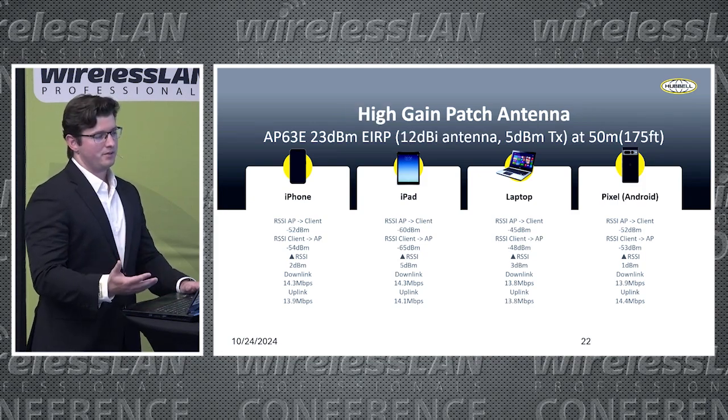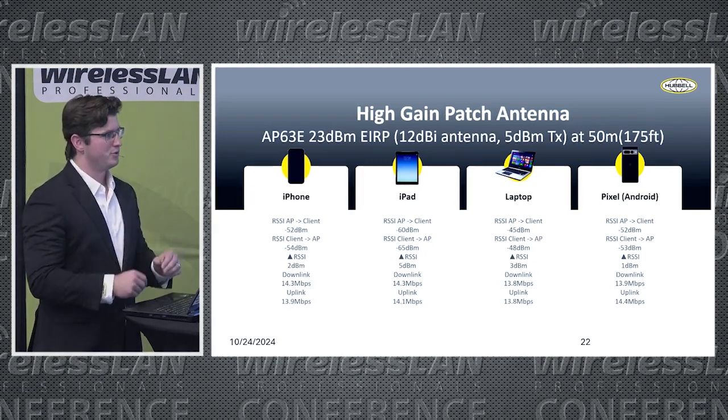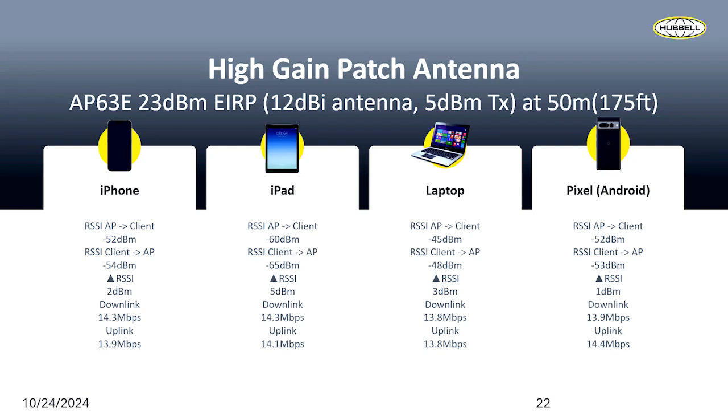And finally, we used a very high gain patch. So this is a 12 dBi, 20 by 20 roughly patch you would use for like a stadium or a point-to-point solution. Significantly dropped transmit power level. But heard very well at all the clients and very, very small deltas between all of these.